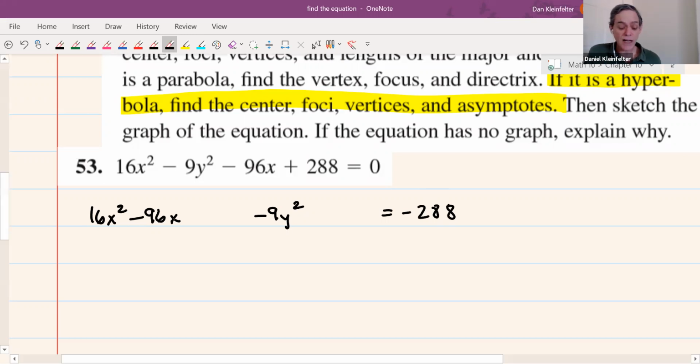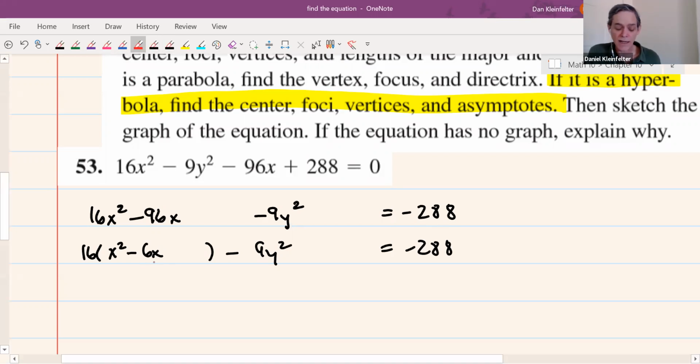Okay, so now let me factor the 16 out of the first two terms. So that will leave us with x squared minus 6x. We'll leave a little space. And then minus 9y squared will still be there. Our -288 will still be there. Okay, so we need to add something in here to complete the square in our x's.